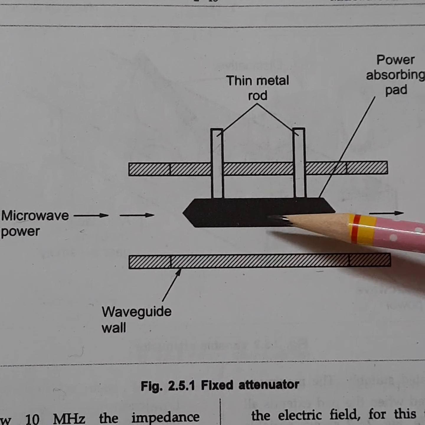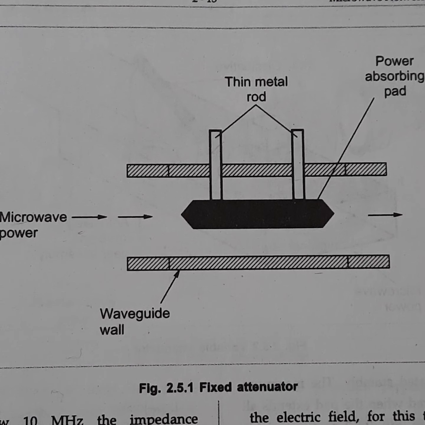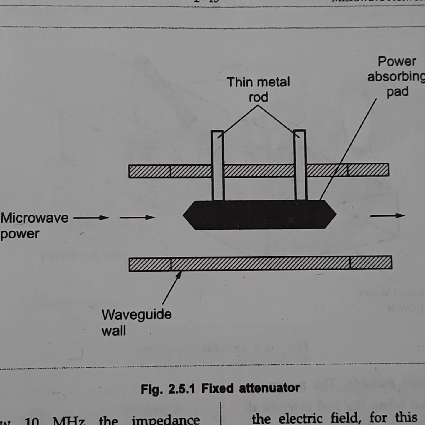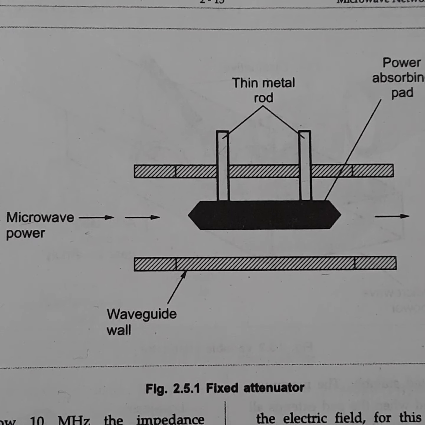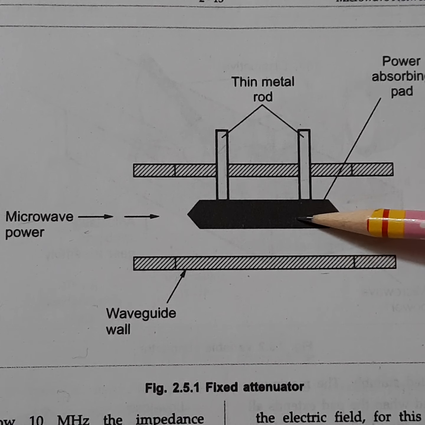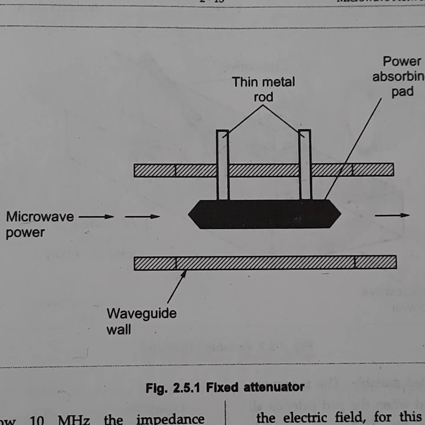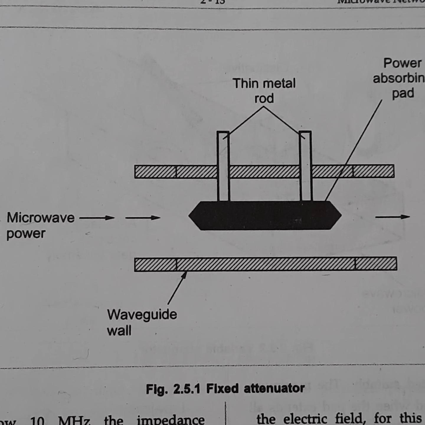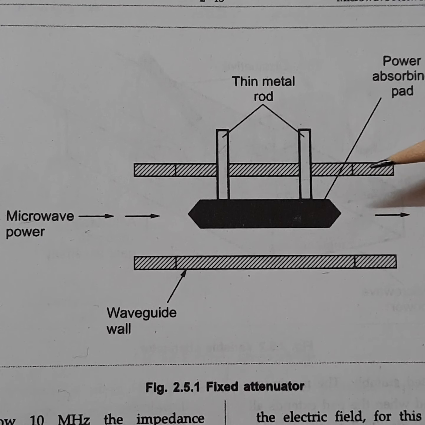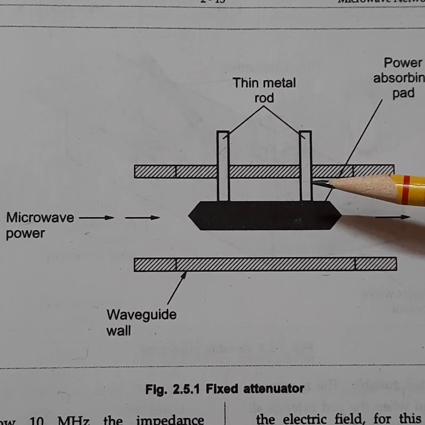It may absorb the power or it may reflect it. Okay, so a fixed attenuator consists of a dissipative element called a pad. This is the dissipative element which is placed in a waveguide. The pad is placed in such a way that its plane is parallel to the electric field.